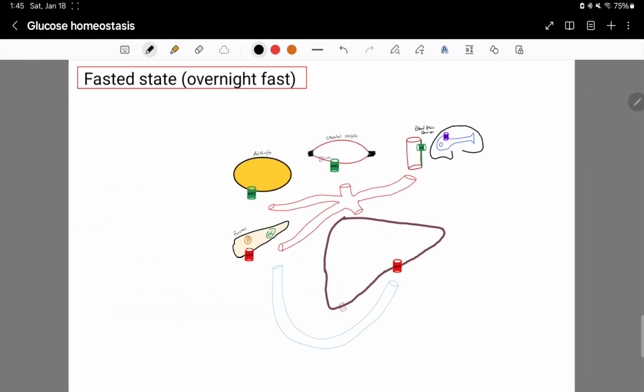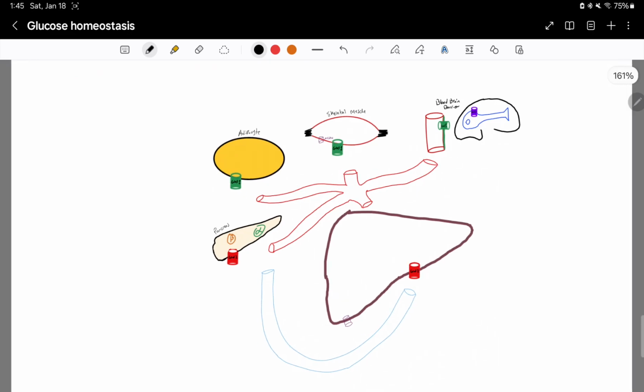Already you're going to notice a whole bunch of different tissues here. You're going to notice the brain, the skeletal muscle, the adipocytes, the pancreas, and the liver. And this right here is just a vascular connection connecting them all together. All right, let's get into it.